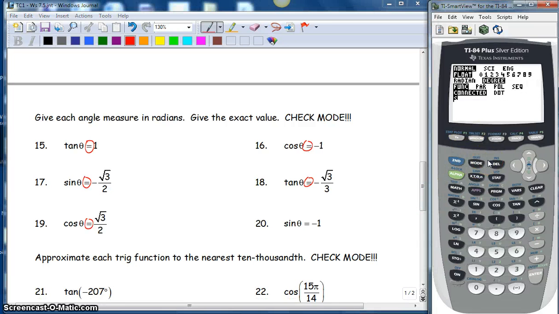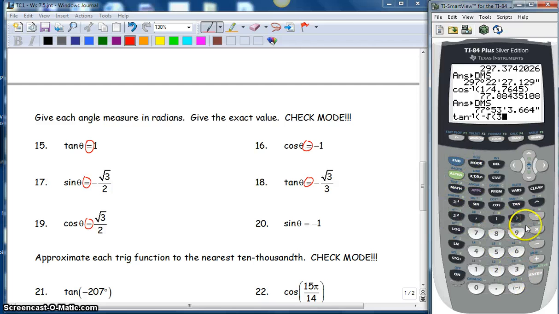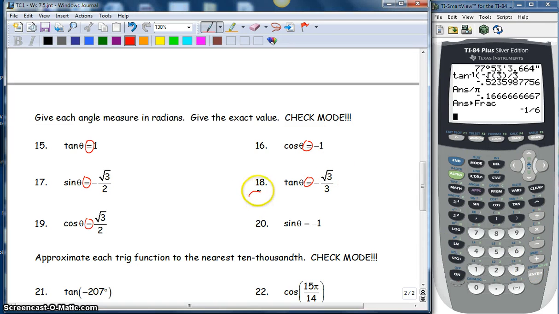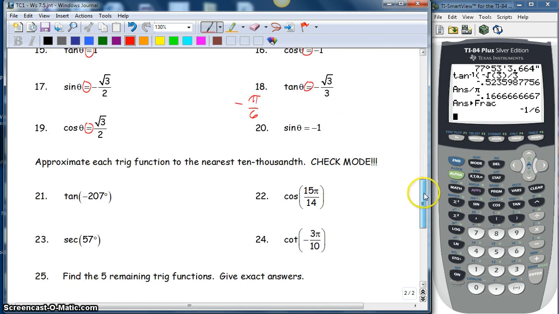So if I want it in radians, let's do tangent. Let's do number 18. So number 18, I just do tan inverse of negative root 3 divided by 3. And then we have to divide out the pi. And you get negative, I believe that's pi over 6. Yeah, so for number 18, my answer is negative pi over 6. And that's the answer. Again, when you're solving, I don't want any general solutions.